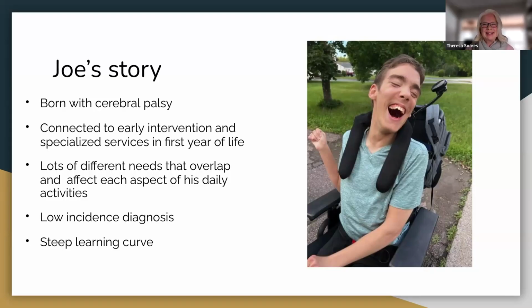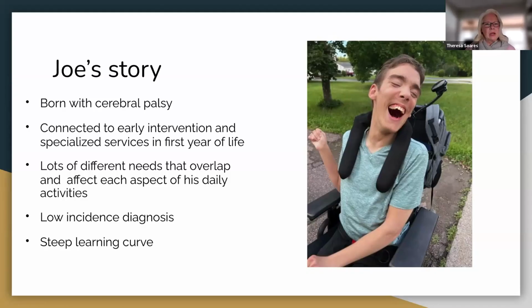All of Joe's needs are unique and they overlap, and they make things complicated in terms of making decisions because he needs to have proper seating in his wheelchair so that he can access his switches. He needs to have his other medical needs managed so that he can stay as comfortable as possible. So everything overlaps, and we'll talk a little bit more about that.